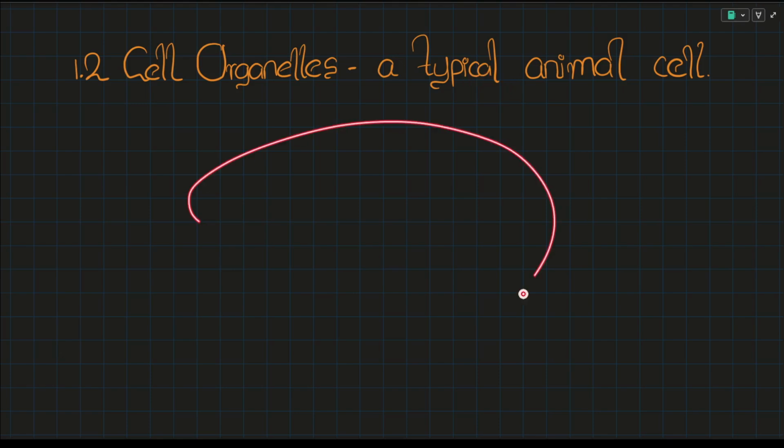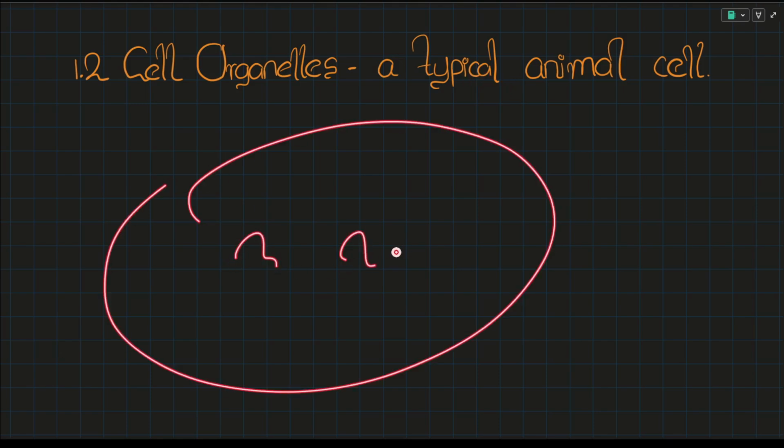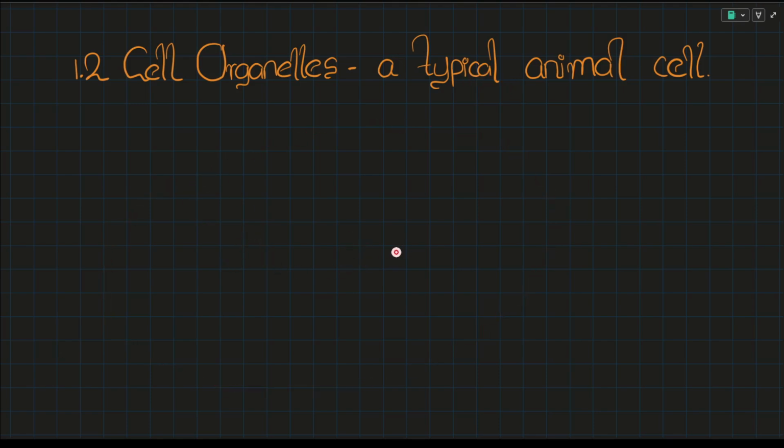Now, when I draw the structures in, here's the deal. Not every animal cell is going to contain all of these structures, but these are all the structures that are going to be found commonly in animal cells. Now, if that did not make sense, perfectly fine. That does not have to make sense.